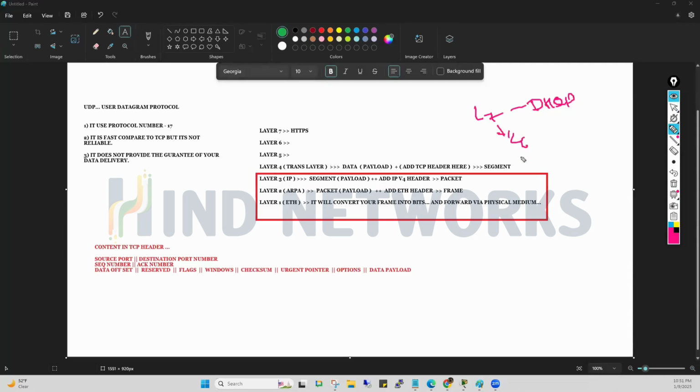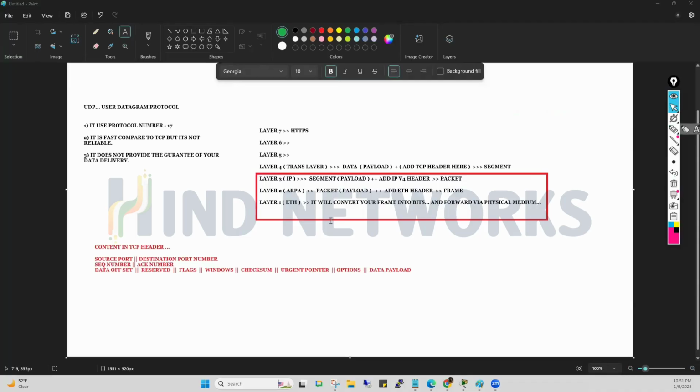It will move to layer number 6, layer number 5, then layer number 4. At layer number 4, there are again two options, TCP or UDP. What will it use, TCP or UDP? For DHCP, I told you. For DHCP, it uses, guys, UDP. Yes, exactly. It uses UDP.